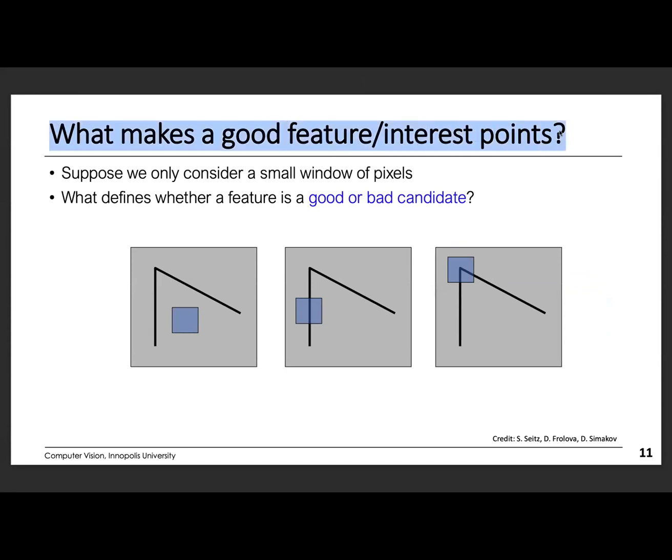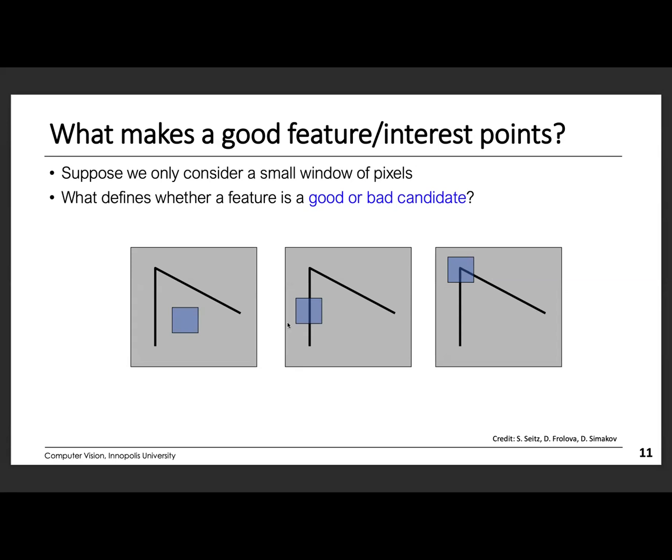So what makes a good feature, or what makes a good place, an interest point, something that we could use to compare between different images? Previously, we were interested in segmentation and in understanding the objects, right? So we were interested in detecting the edges or the boundaries of that object. But now we're interested in finding the best or most interesting points in an image.